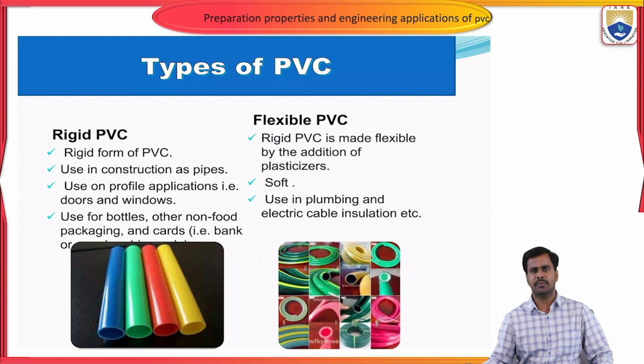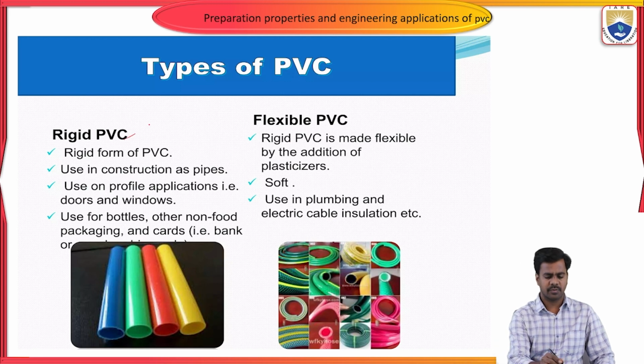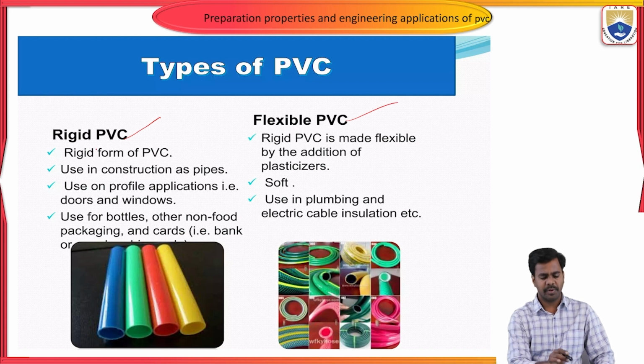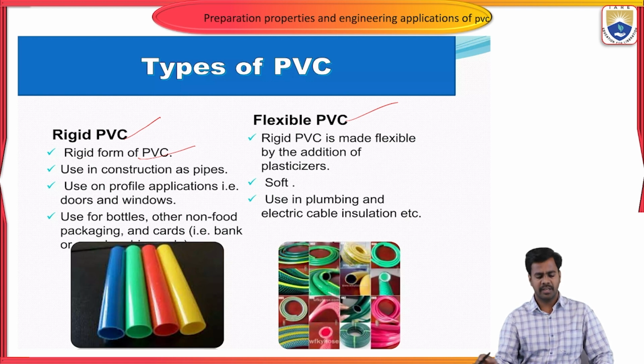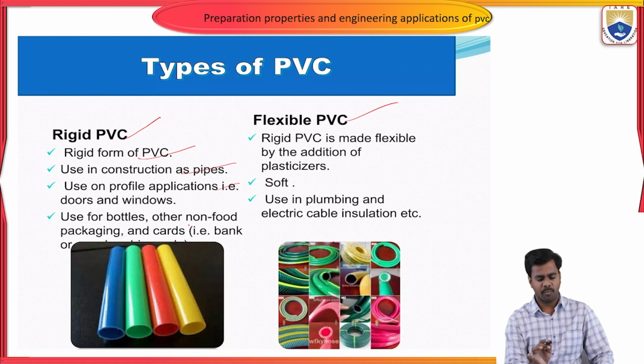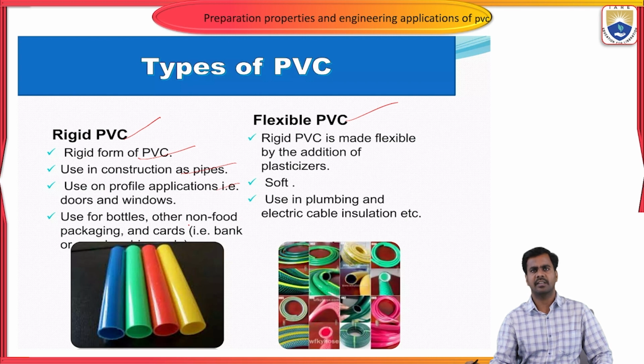Next, types of PVC. Usually there are two types of PVC available: rigid PVC and flexible PVC. Rigid PVC is used in construction as pipes, in profile applications such as doors and windows, and for bottles and other non-food packages and cards.